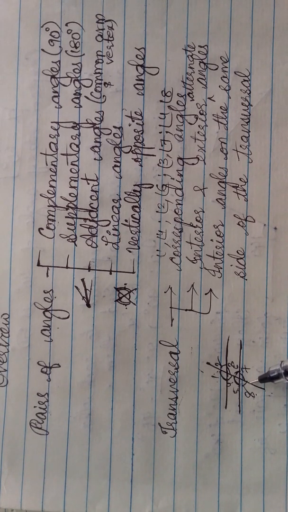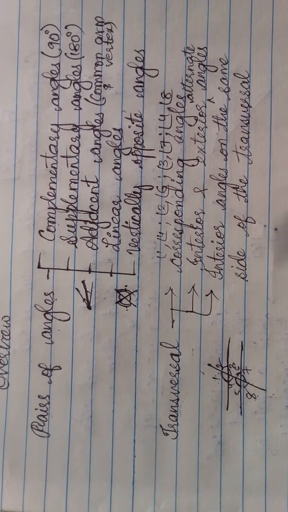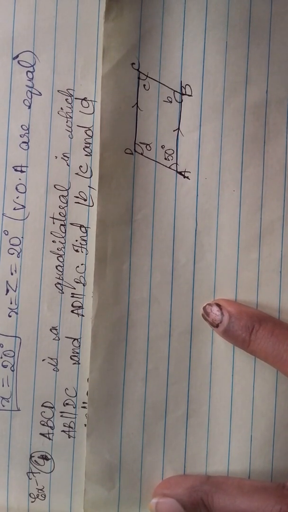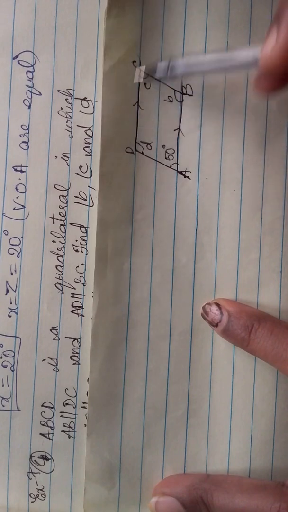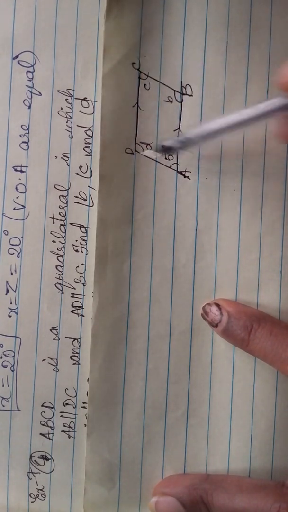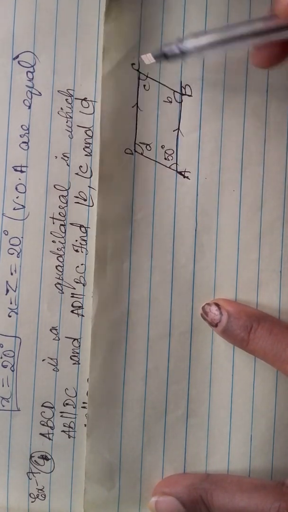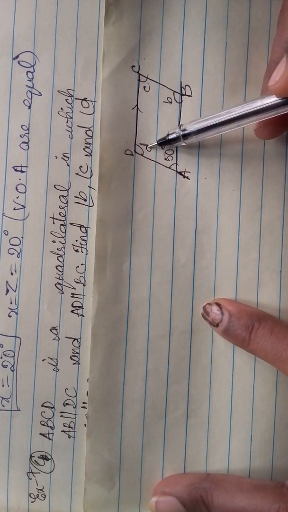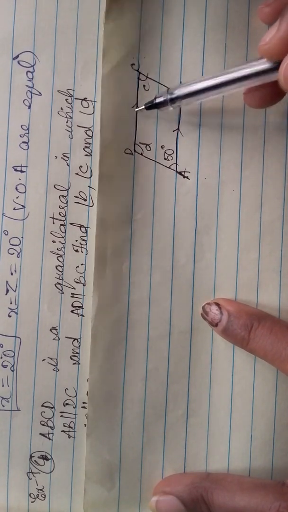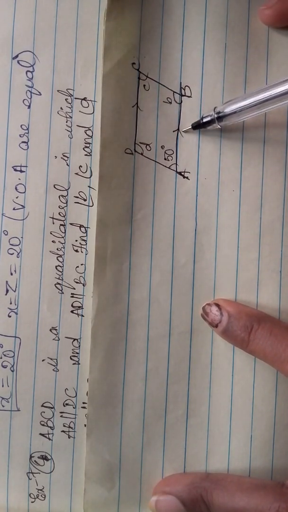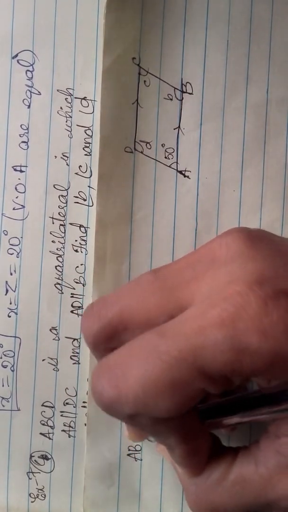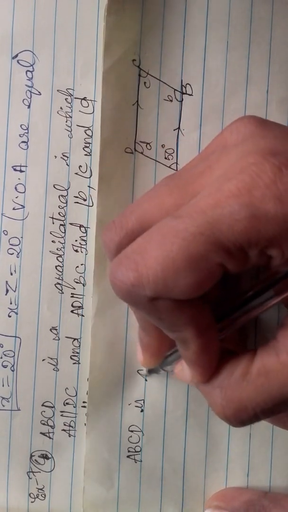Randomly I have picked one. Let us work out that one problem. So here exercise 7, fourth problem. ABCD is a quadrilateral in which AB is parallel to DC and AD is parallel to BC. Find angle B, angle C and angle D. This is the question given. So here in the quadrilateral, when the pair of opposite sides are parallel, it is a parallelogram. So we can say that ABCD is a parallelogram.